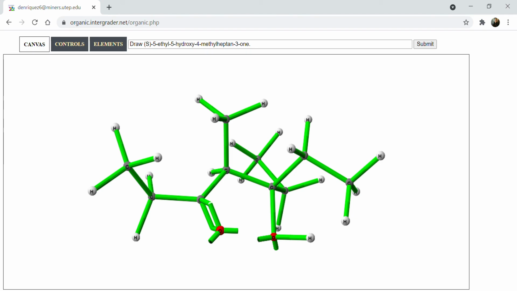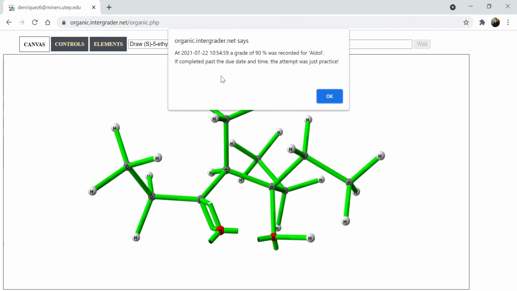So I have my ketone at the 3 position, methyl at the 4 position, hydroxy at the 5th position, ethyl at the 5th position, and then finish off that chain. Let's see if that's right. Awesome. I believe that was it. So the one that I got wrong, just remember, keep an eye on the numbers and you should be good. But yeah, good luck guys.